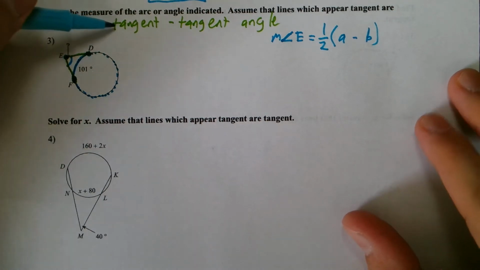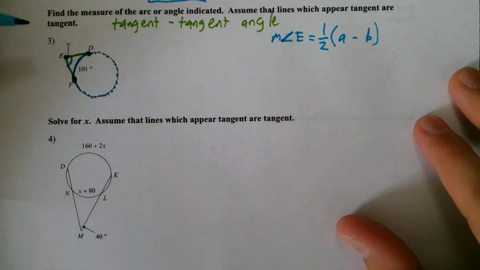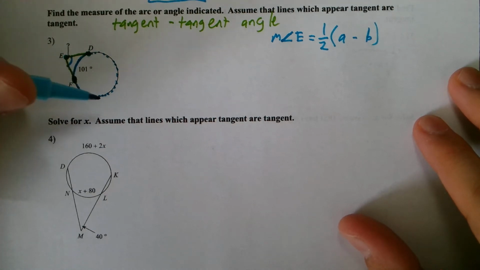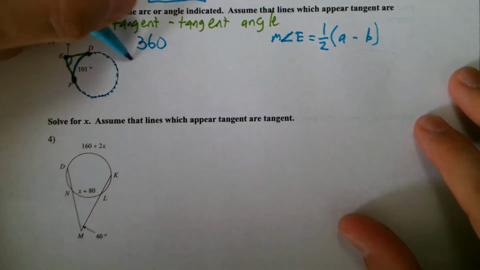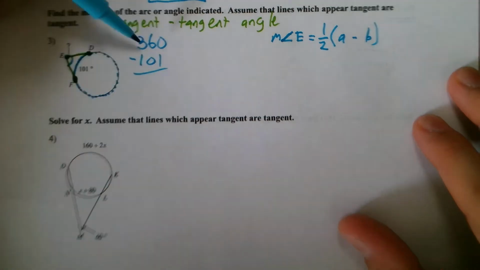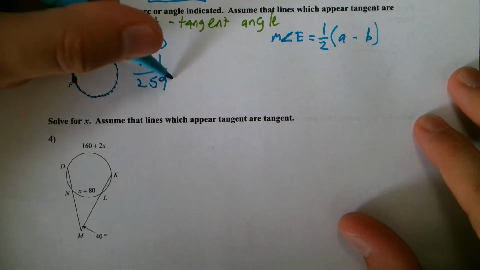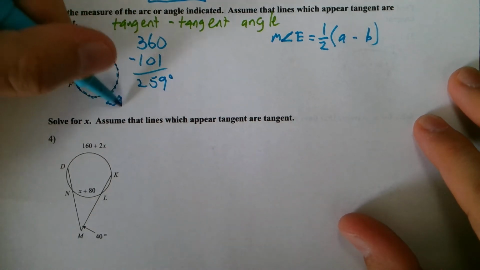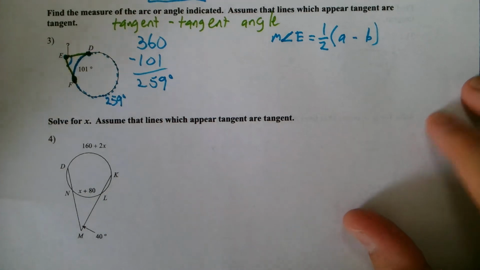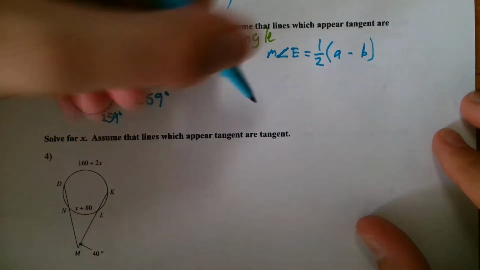And that's what's special about tangent-tangent angles. The little arc is intercepted by the tangent lines, and then the big arc, so to speak, is the rest of the circle. Now, I don't have the measure of that arc, but if I know that these two arcs make up the whole circle, I can do this. 360 minus 101. Now 360 minus 100 is going to be 260, minus one more would be 259. So this arc is 259 degrees around.